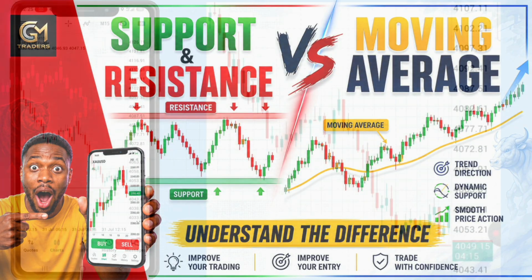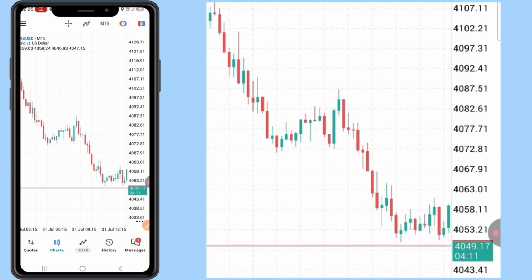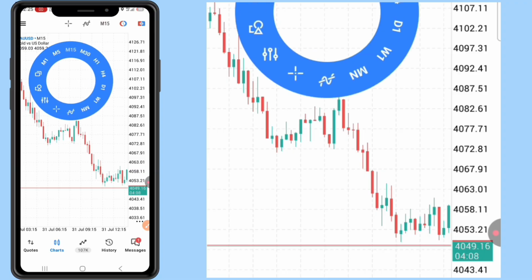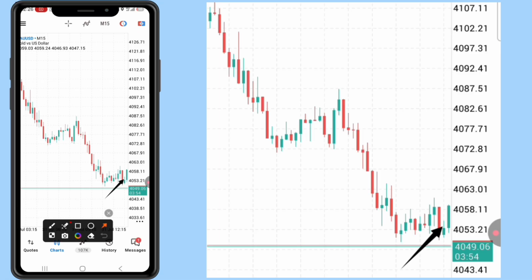So in this video you are going to understand the moving average versus support and resistance, and I am going to use the previous signal I sent. I sent the signal when the market was actually right here at this green candle, and we want to know how we identified where the market could possibly go after that. So it is pretty simple.